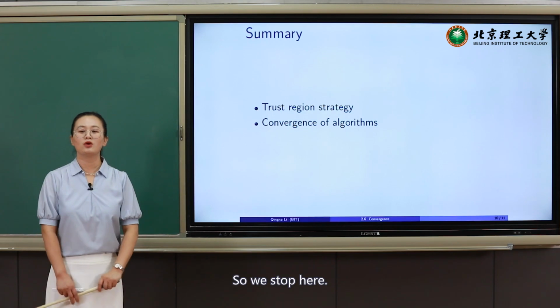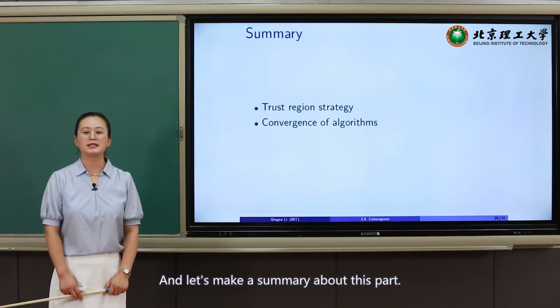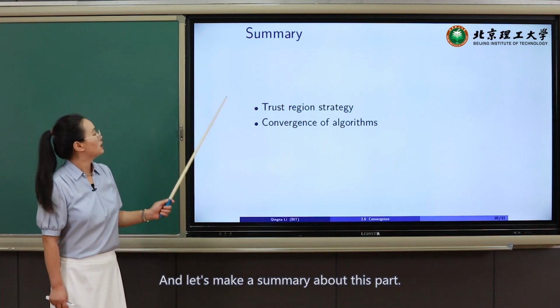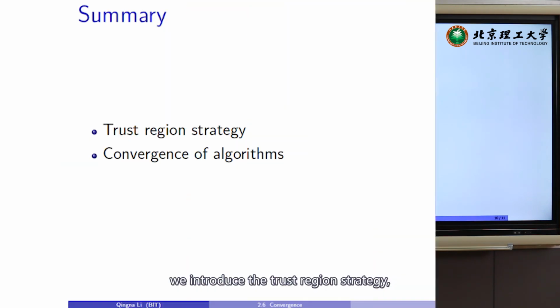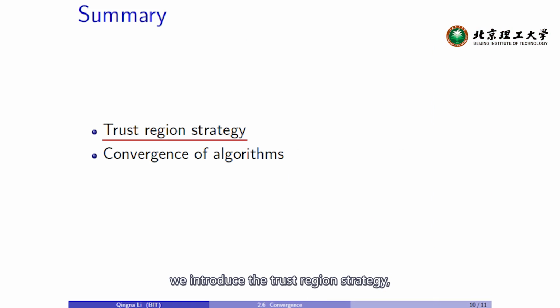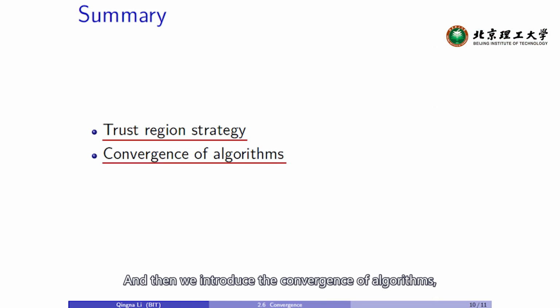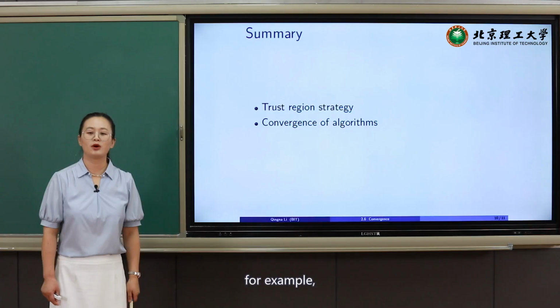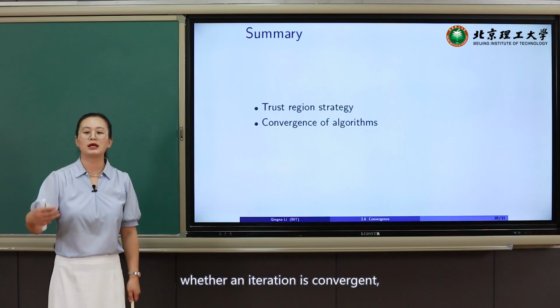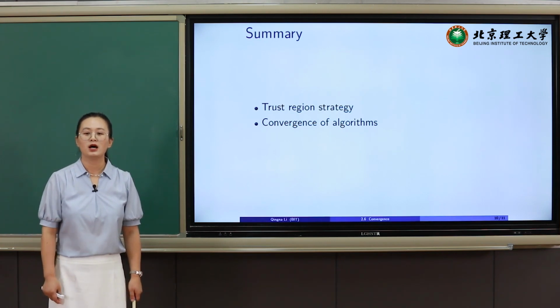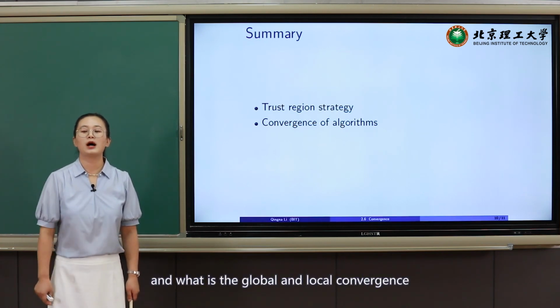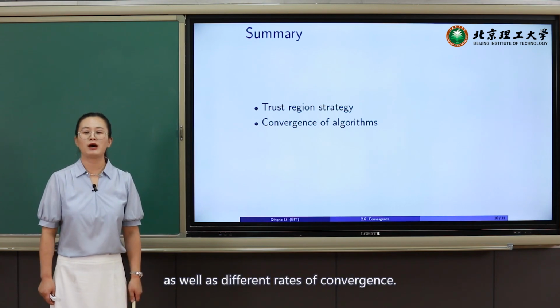Alright, so we stop here and let's make a summary about this part. In this part, we introduced the trust-region strategy and how we do the update. And then we introduced the convergence of algorithms, for example, how to define whether an iteration is convergent, what the global and local convergence are, as well as different rates of convergence.